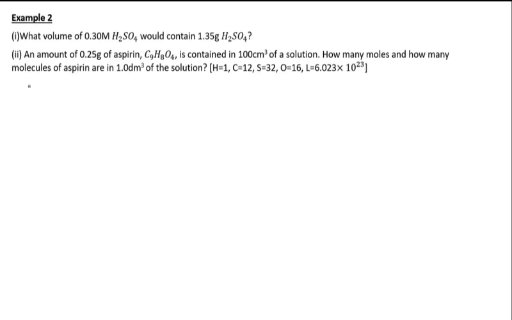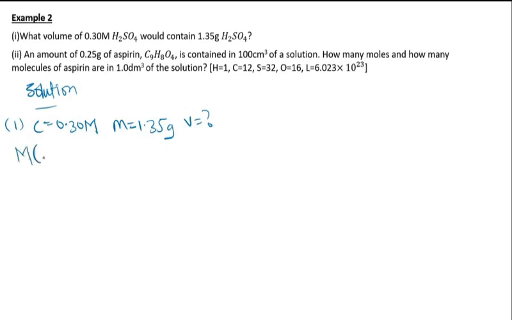So let's write our solution. I, what volume of 0.30 molar? So our concentration is 0.30 molar, which would contain a mass of 1.35 grams, and the volume is what we don't know. So we need to get the molar mass of H2SO4.